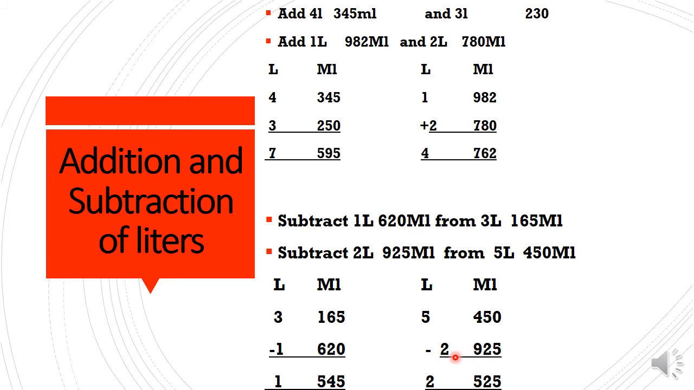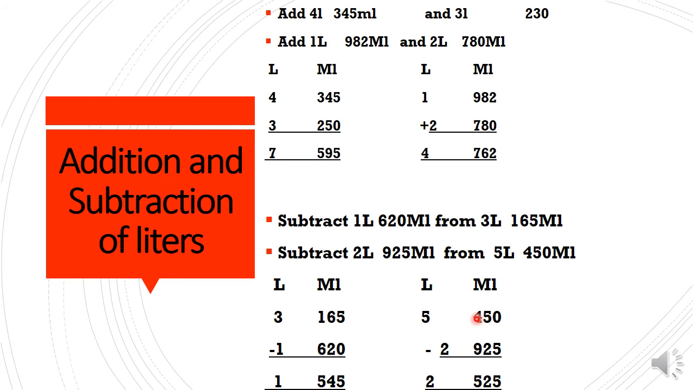So now we start doing what? Subtracting. 0 minus 5 is impossible. We borrow 1 from 5, which leaves us with what? 4. We add that 1 to this 0 here, we have 10. 10 minus 5 is what? 5. So 4 we have here minus 2 gives us what?